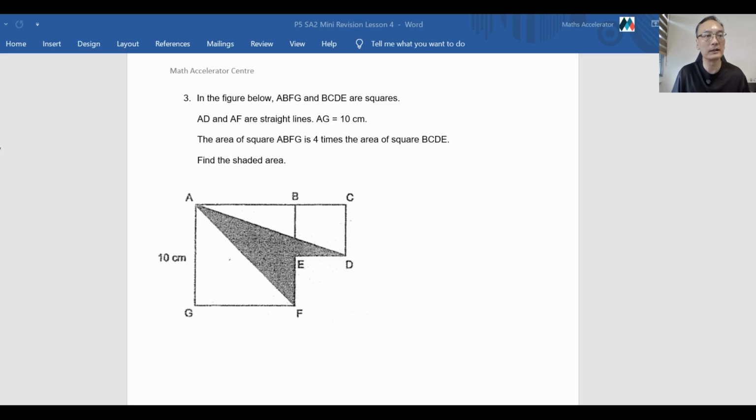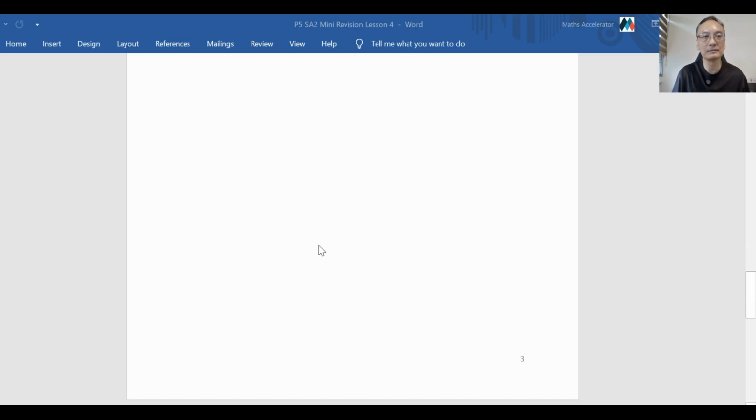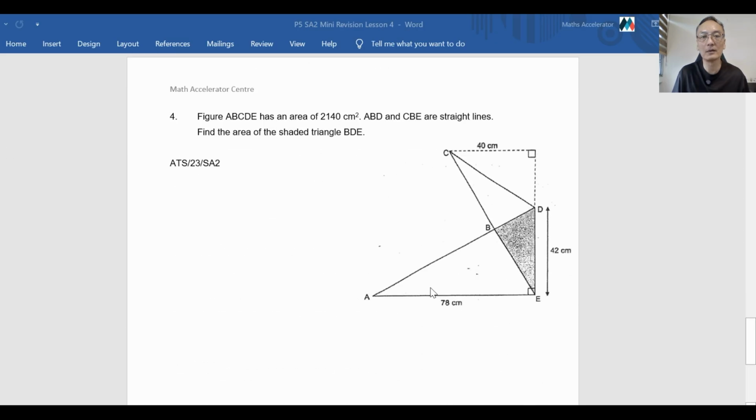Let's move on to the next question. So here's the next question. So this is level 3, because level 3 requires you to think slightly out of the box to find out the answer. So let me read the question first.